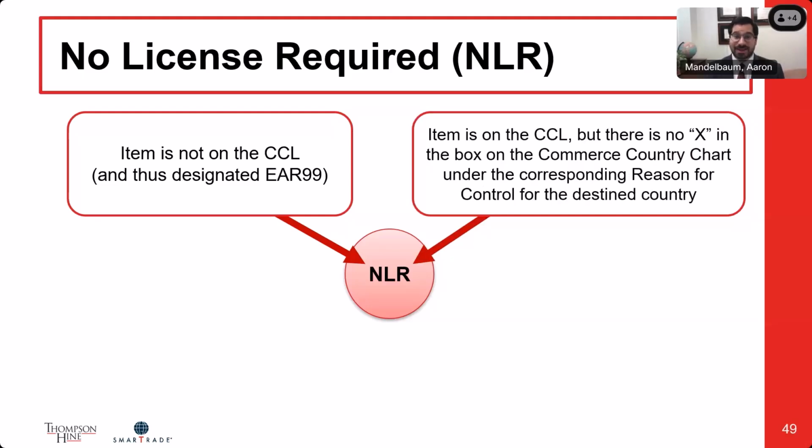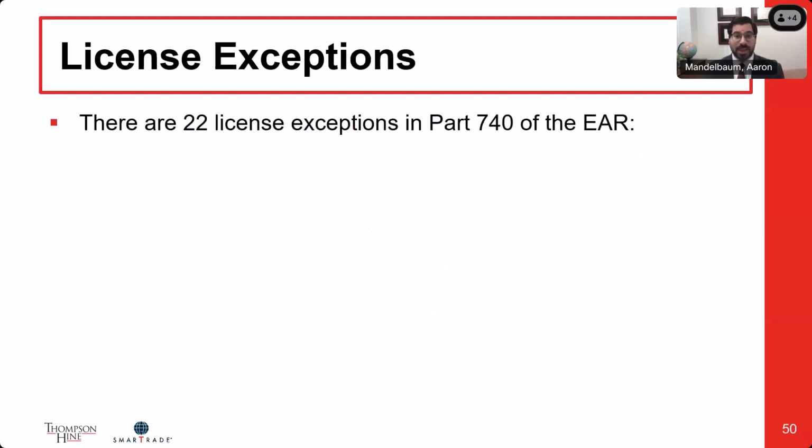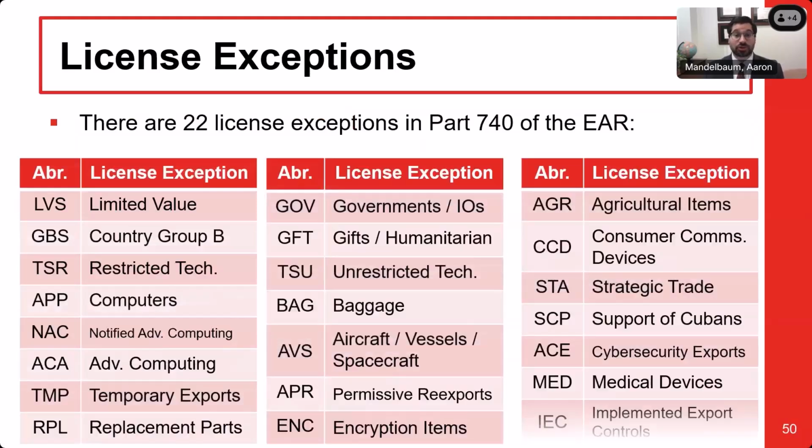And as a matter of fact, the truth is that most exports from the United States don't actually require a license and therefore can be sent overseas under no license required designation. Now, sometimes when you look at an item, you might say, well, actually, I do need a license, but there could be a license exception that I can invoke, that I can avail myself of to therefore not have to procure one. And as you can see on the screen, there are 22 license exceptions listed in the EAR.